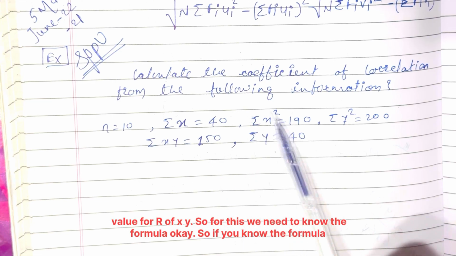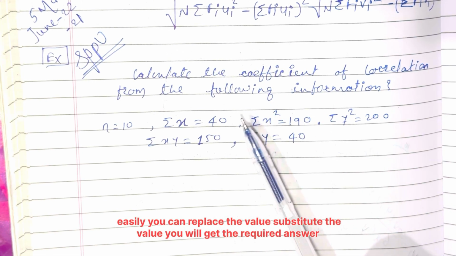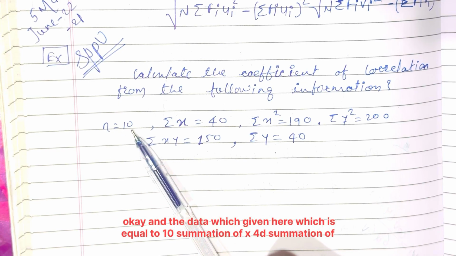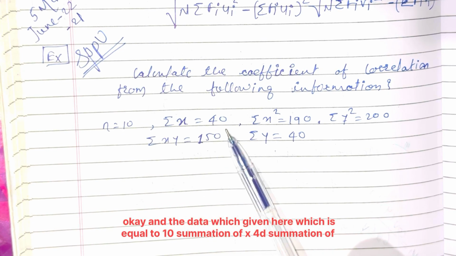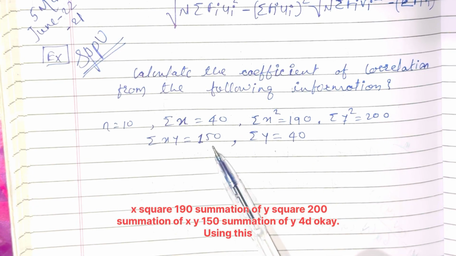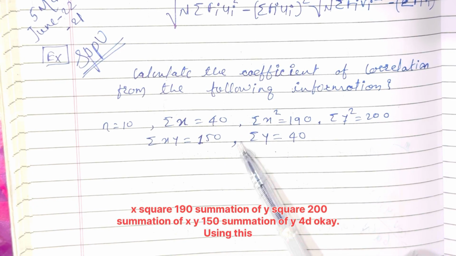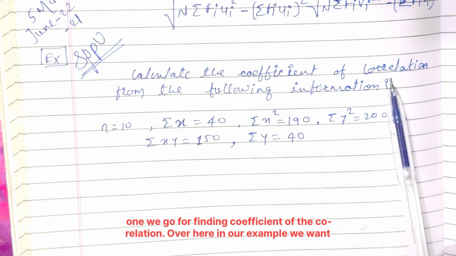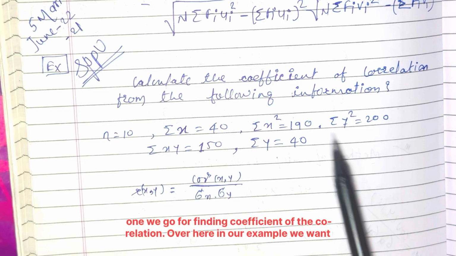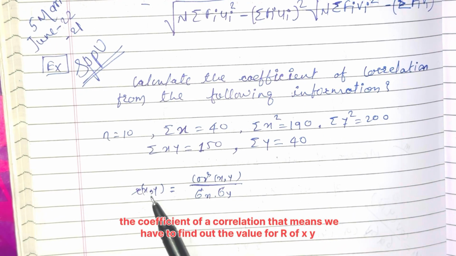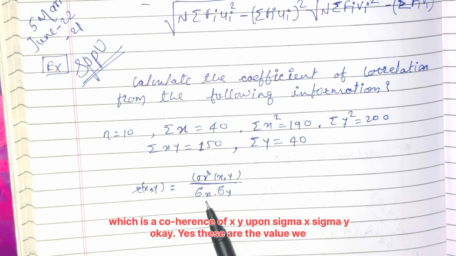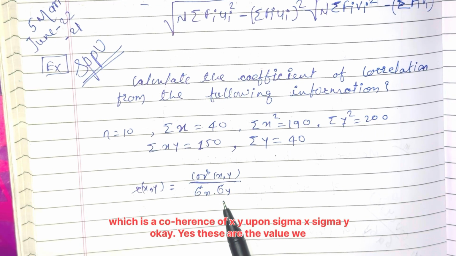If you know the formula, you can easily substitute the values and get the required answer. The data given is: n equal to 10, summation of x is 40, summation of x square is 190, summation of y square is 200, summation of xy is 150, and summation of y is 40. Using this we find the coefficient of correlation, which means finding r of xy, which is covariance of xy upon sigma x sigma y.